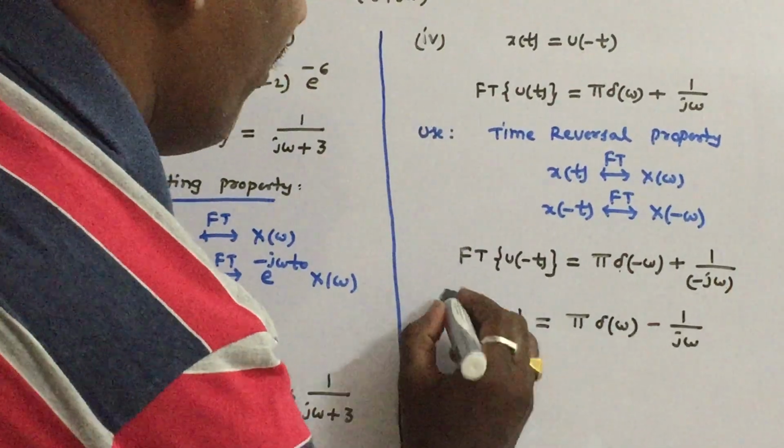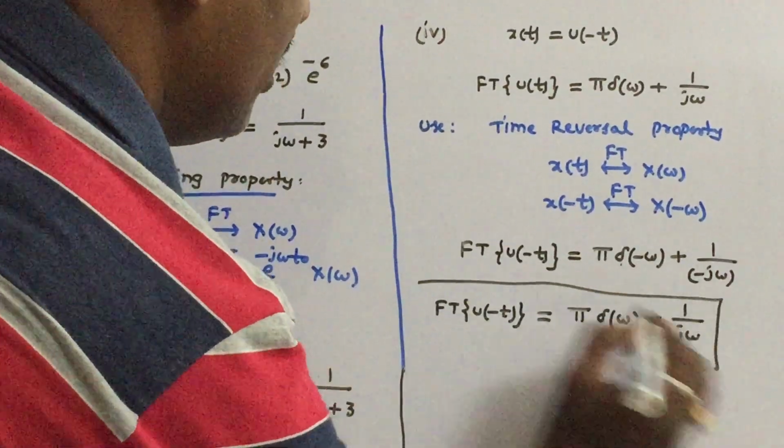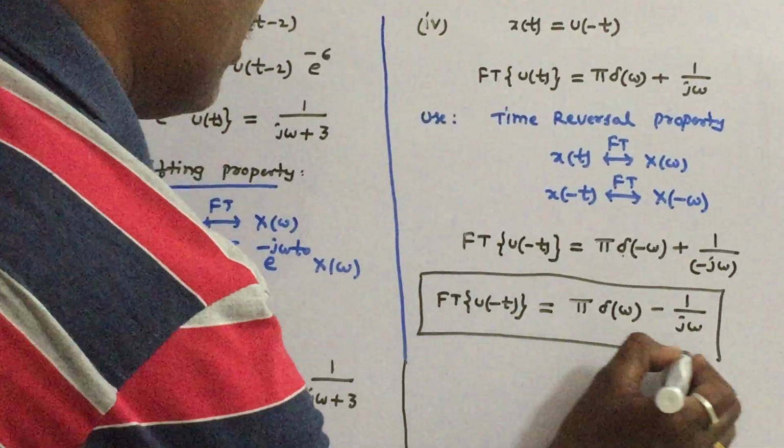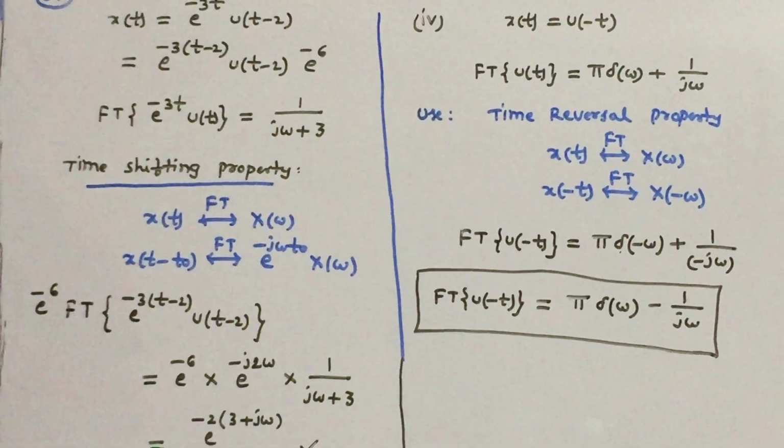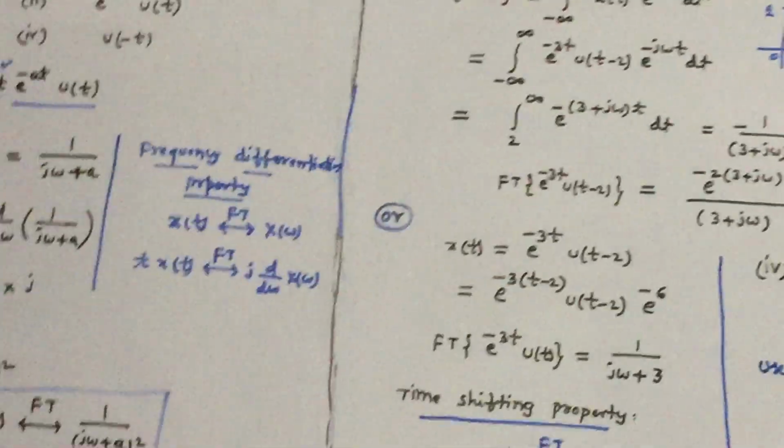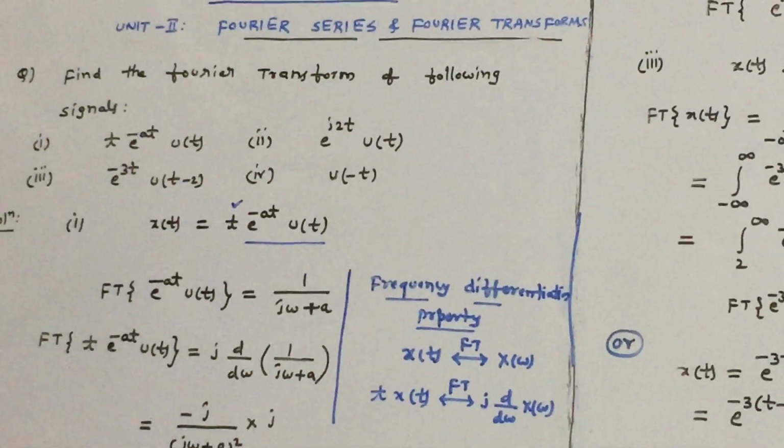So by using the time reversal property. This is all about the 4 examples, 1, 2, 3 and 4, based on the properties of the Fourier transform.